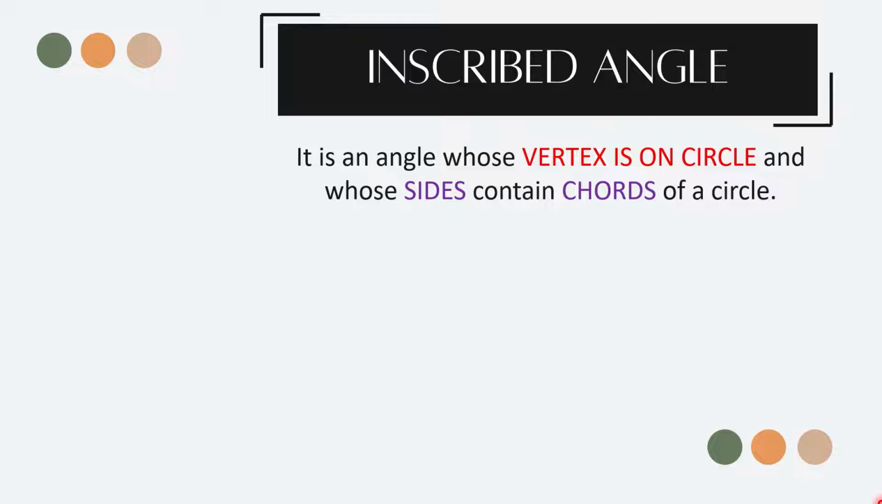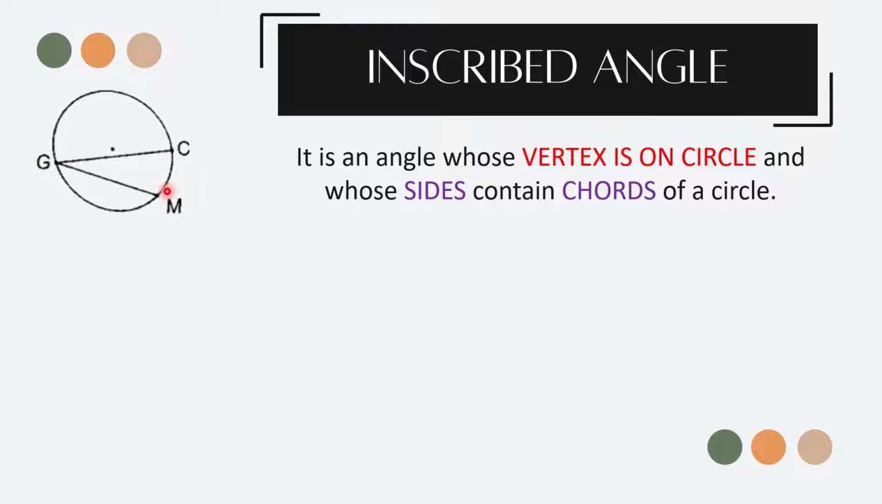What is an inscribed angle? An inscribed angle is an angle whose vertex is on the circle and whose sides contain chords of a circle. So para mas maintindihan, let's have the following illustrations. So let's have this circle. At kung makikita nyo, meron tayong inscribed angle and we name it as angle CGM.